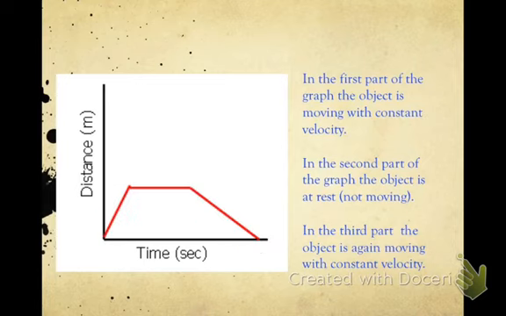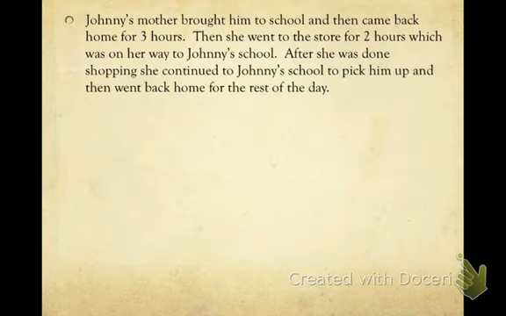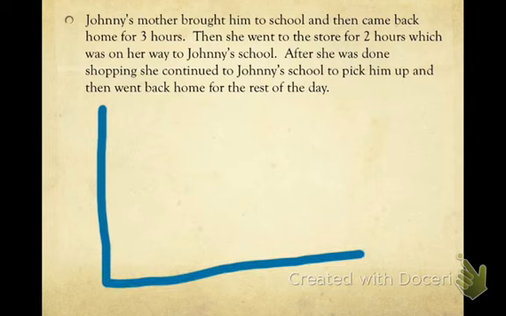So we're going to try our own little story and do our own graph with this story right here. So see if you can follow along. Alright, Johnny's mother brought him to school and then came back home for 3 hours. So they were at home, they went to school, and then she came back home for 3 hours. What is going on here?